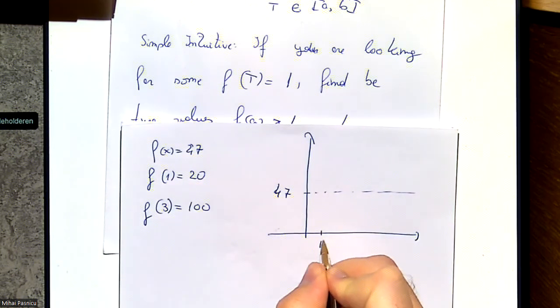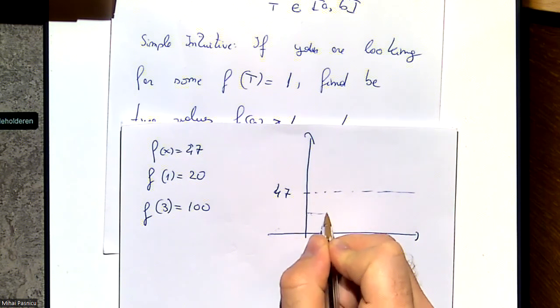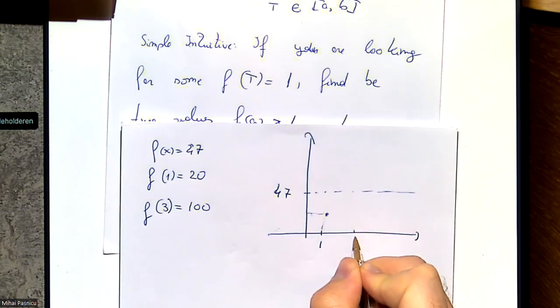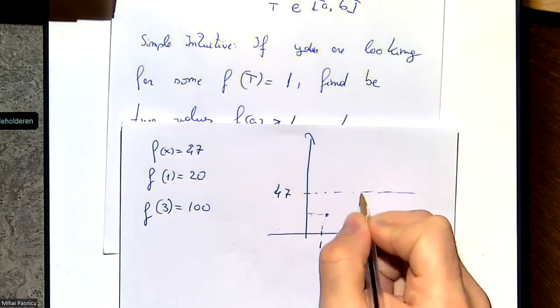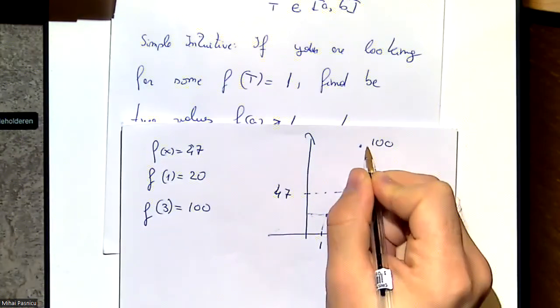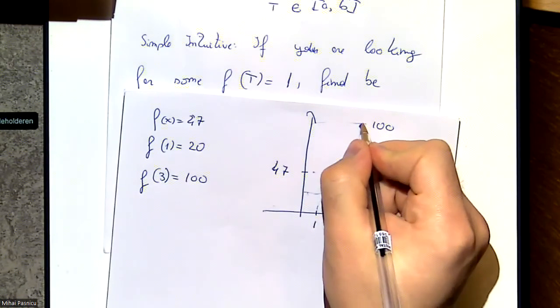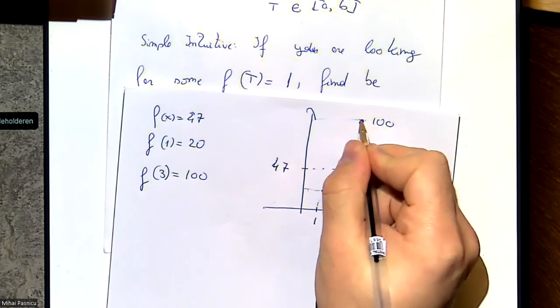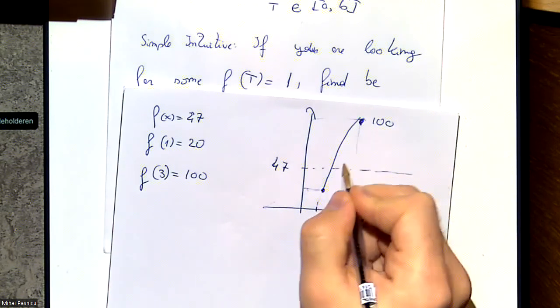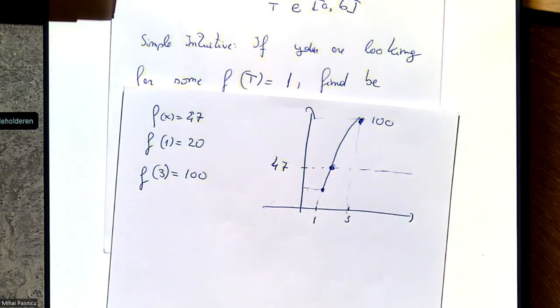So let's put 1 here. I'm gonna reach 20 here. And then f of 3 here, which is 100 here. The whole idea of the intermediate value theorem is that in order to go from here to here, I will cross this line at some point, which is going to give me a solution. That is the whole idea. I just wanted to specifically write it out because I've seen it applied in so many different ways. You guys have no idea.